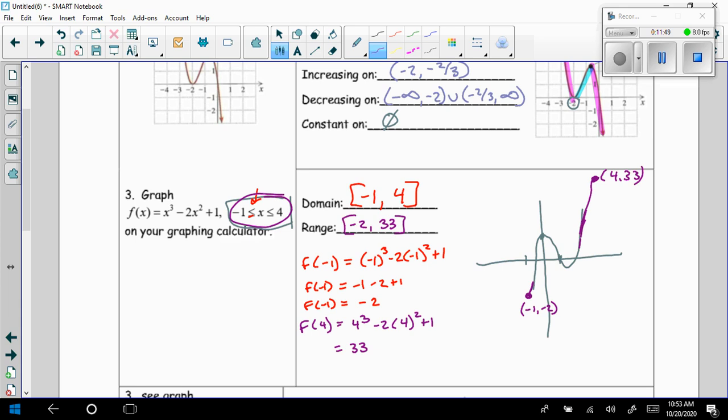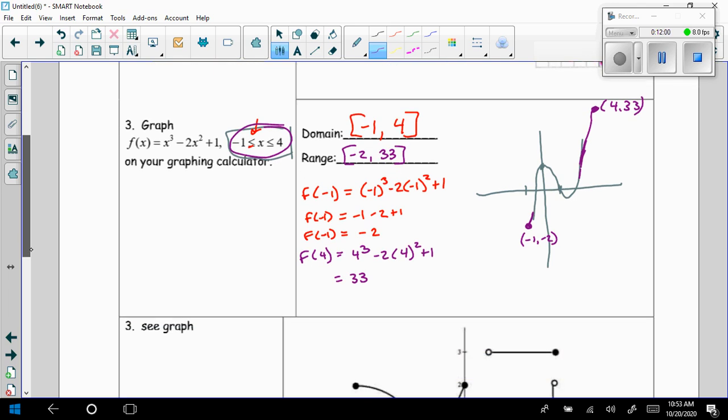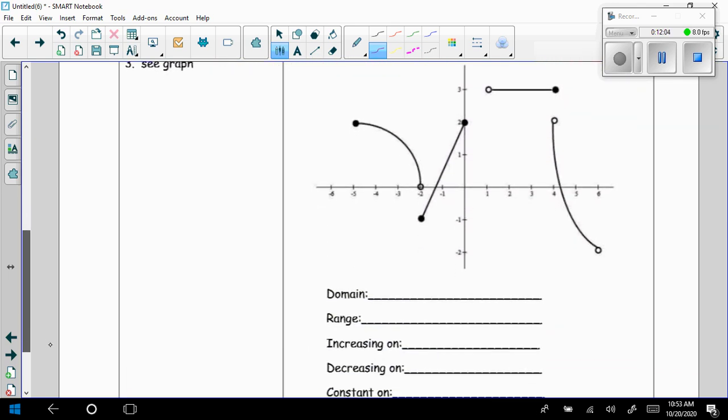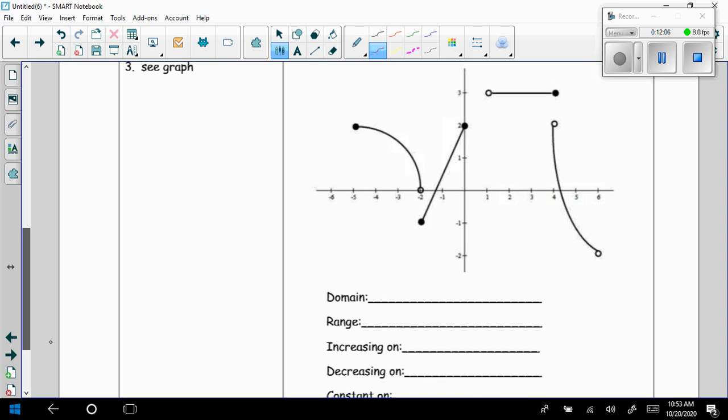Okay, so that is just because of that domain restriction, and that's the only reason. So keep in mind when you graph on a graphing calculator, it doesn't put those domain restrictions in place, so you still have to figure that aspect out. Okay, so we're going to see this graph here and do the same thing.